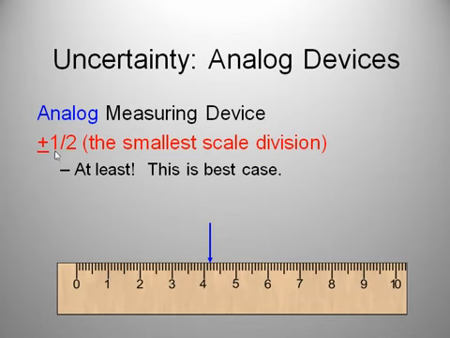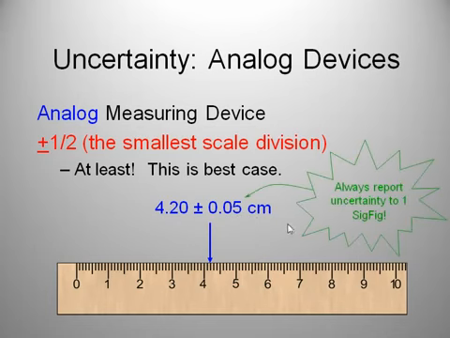Well, according to this rule, we're going to take 1/2 the smallest scale division. So the smallest scale here, if this is 1 centimeter from 4 to 5, it's broken up into 10 divisions. So the smallest scale division here is 1/10 of a centimeter. And we're going to take 1/2 that. So 1/2 of 0.1 is plus or minus 0.05. So we would report this result to be 4.2 plus or minus 0.05 centimeters. And we're going to always report our uncertainty to one significant figure in IB land.